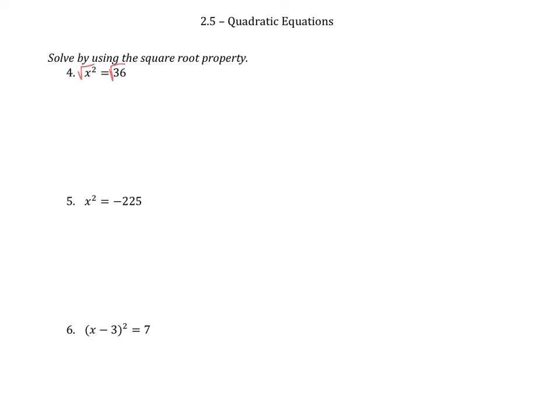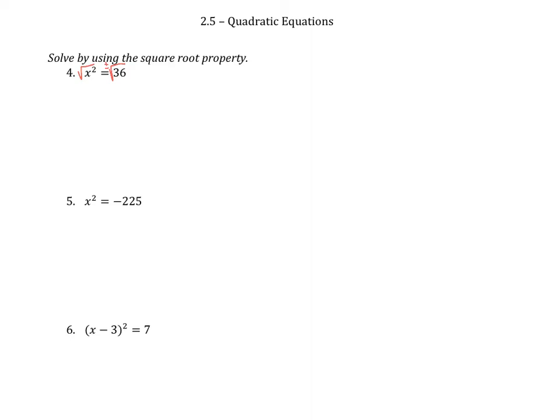Now, it's important when you introduce a square root into an equation where there wasn't one before, you have to put plus or minus. And that's because when you square it to get back to the original equation, it's going to make it positive either way. So you want to put that plus or minus in.